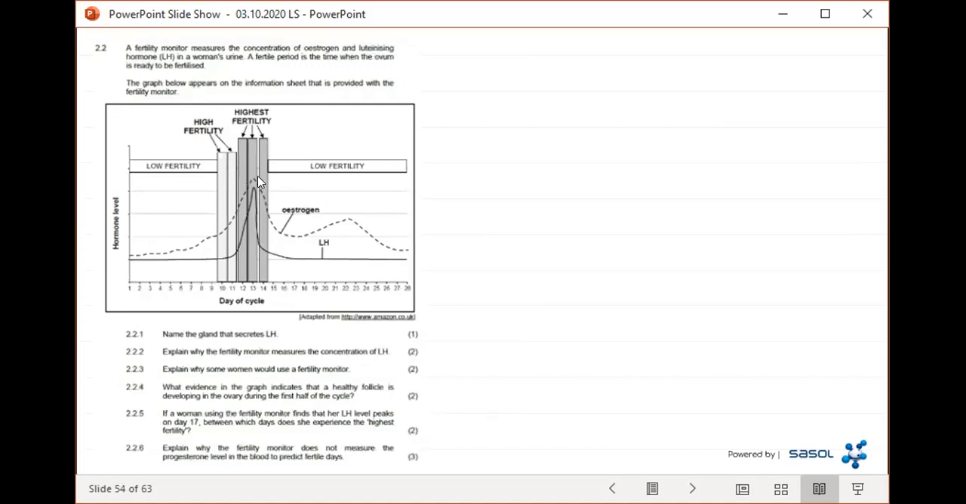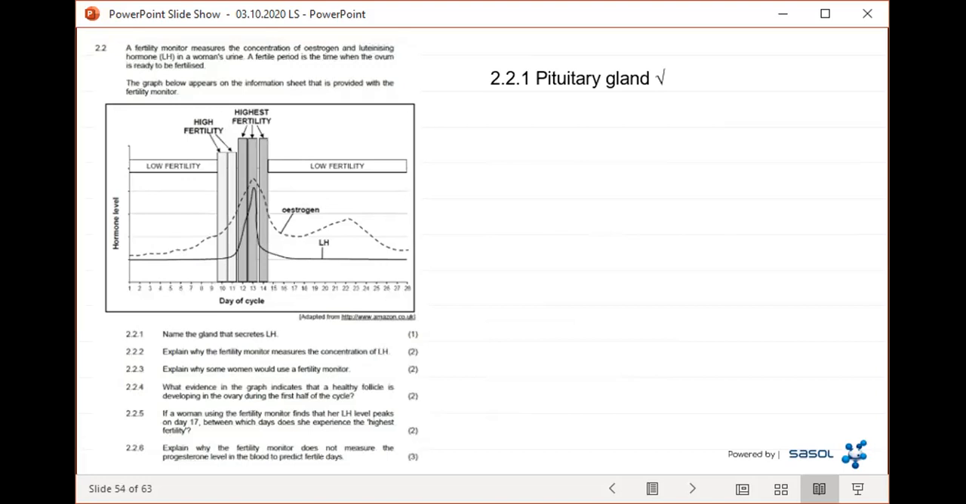You see that during the highest fertility, estrogen is at its peak, as well as luteinizing hormone. But when it gets to low fertility, the levels of estrogen and luteinizing hormone decrease. Okay, then we can go to the questions. Question 2.2.1: name the gland that secretes LH. The gland that secretes LH would be the pituitary gland.